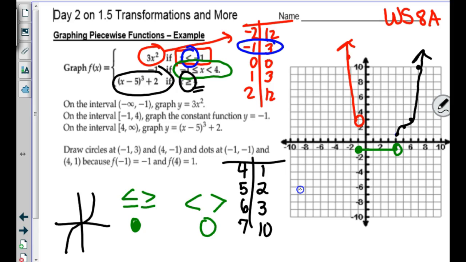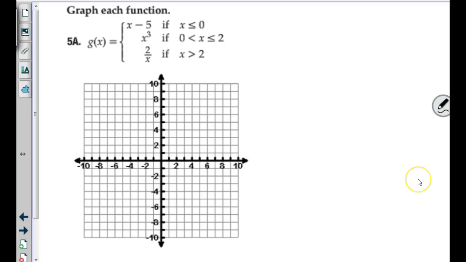I think it has a line and a horizontal line and an oblique line, a slanted line. And then maybe a parabola piece or a square root piece, but that's it. It doesn't have all this complicated stuff that some of these do.